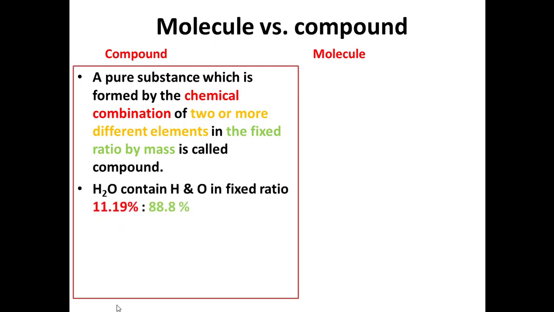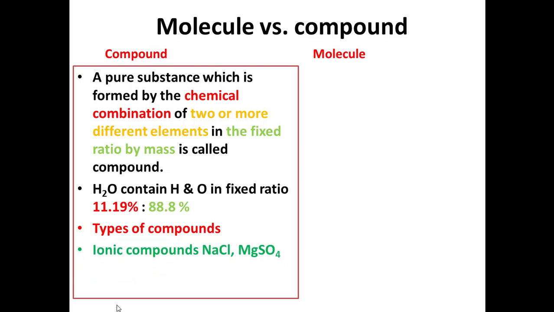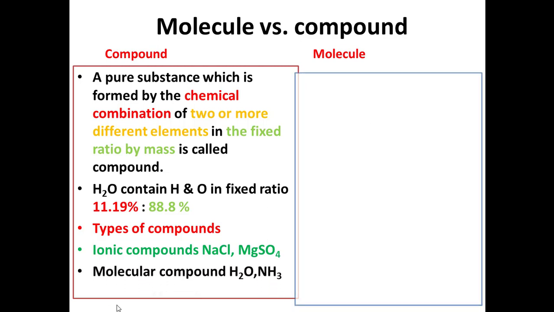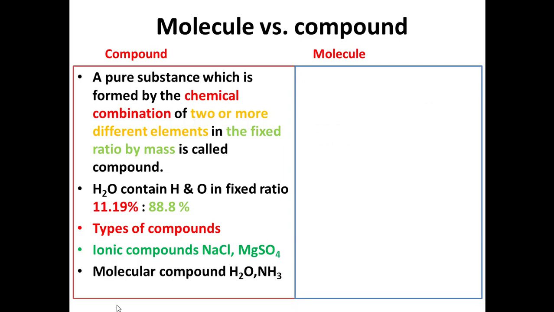For example, water contains hydrogen and oxygen in a fixed ratio, while the percentage of hydrogen by mass is 11.19% and the percentage of oxygen is 88.8%. There are two types of compounds. The first are the ionic compounds, for example NaCl, MgSO4, and the second are the molecular compounds like water and ammonia.